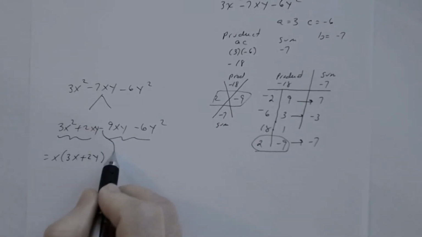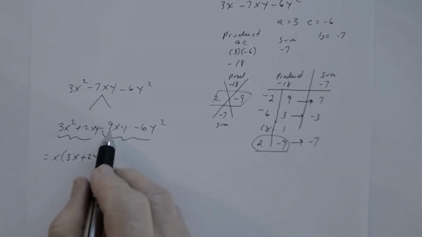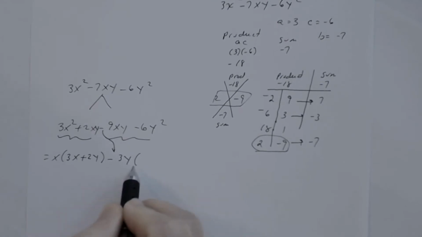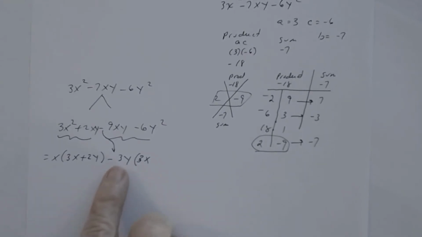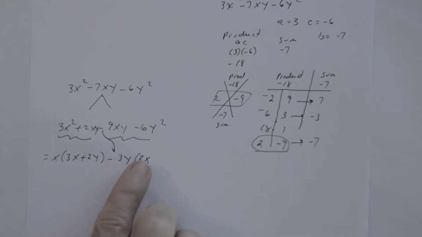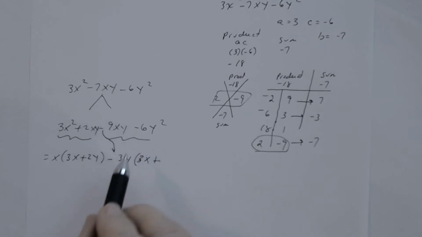In the second group, I need to factor out a negative GCF. So it'll be a negative, and that's going to be what? 3y. So a negative 3y times a positive 3x. So again, always be careful when you factor out a negative GCF. A negative times a positive is a negative. Now check, is 3y times 3x 9xy? Yes. A negative times a positive is a negative.